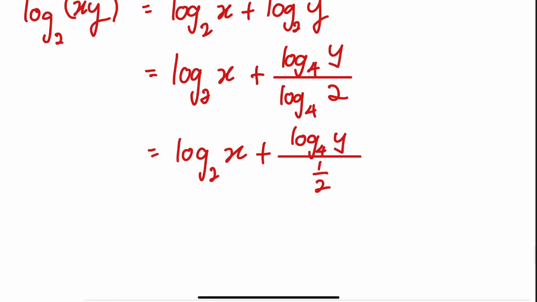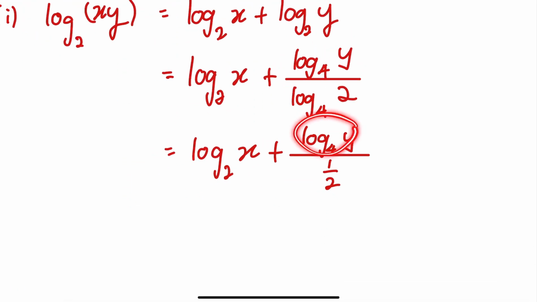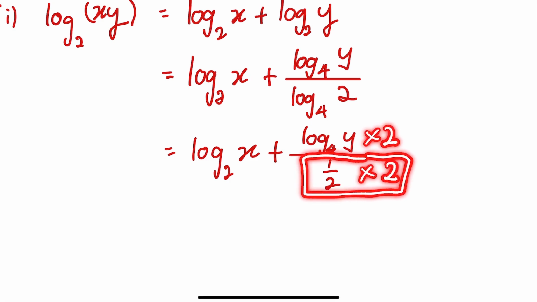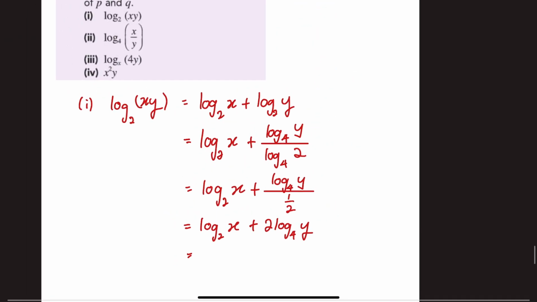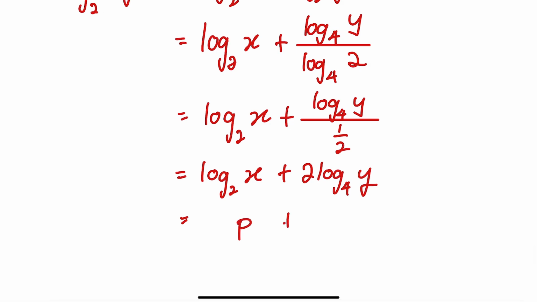Okay, so I continue simplifying. Anything divided by half is the same as multiplying by 2. I hope you can see that. This whole thing here is the same as the numerator times 2. Why? In case you are not sure, if I multiply 2 to the numerator and denominator, this denominator will become 1, whereas the numerator here will have a times 2. So this is simply equal to log base 2x plus 2 log base 4y. Therefore this is simply p plus 2q, and this is for part 1.